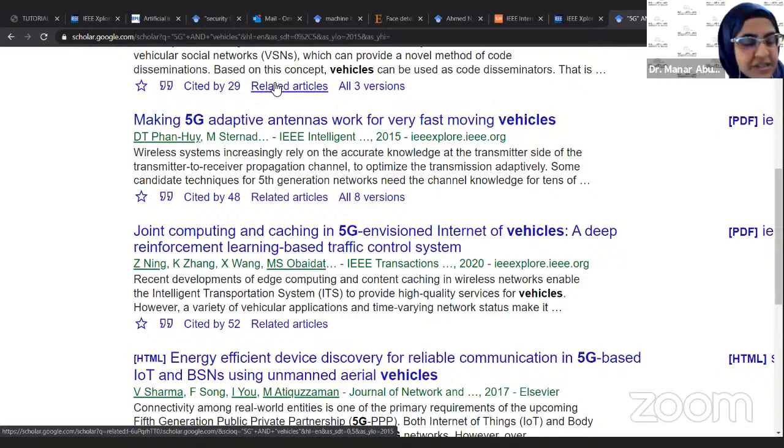There is a question, Omnia, I just received. There are other databases that are used in scientific research. Why do we always choose Google Scholar?